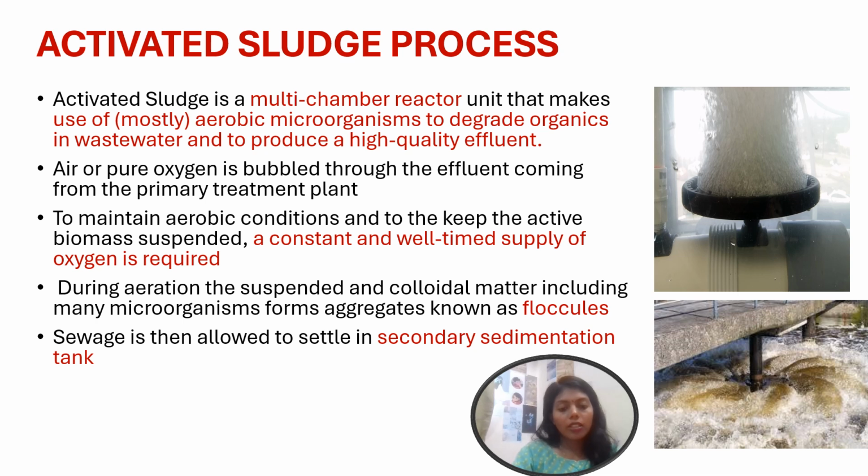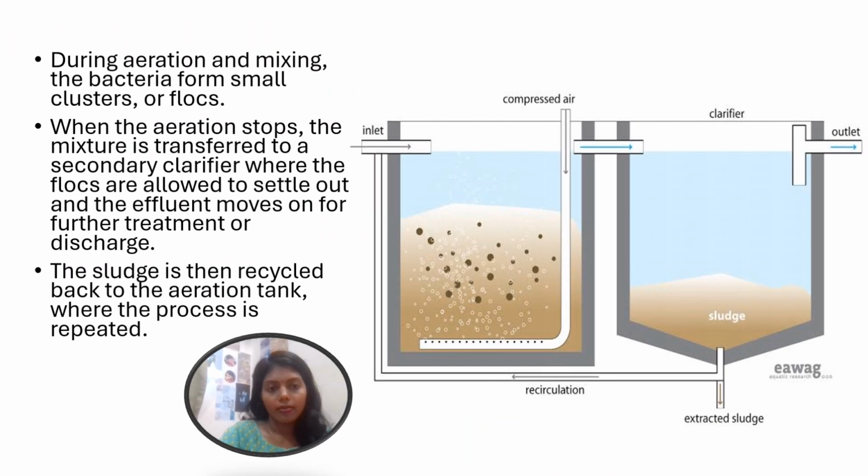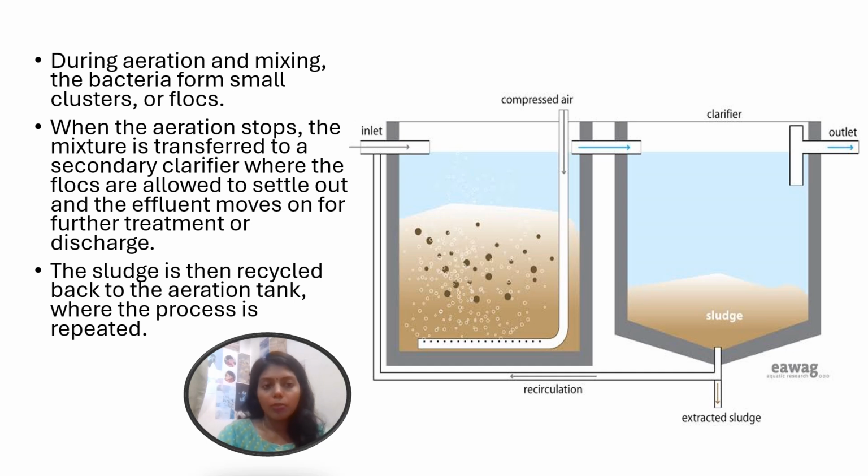During aeration, the suspended and colloidal matter, including microbes, will form aggregates called flocs, and then the sewage is allowed to settle down in the secondary sedimentation tank. As I said, during aeration and mixing, the bacteria form small clusters or flocs. When the aeration stops, the mixture is transferred to the secondary clarifier where the flocs are allowed to settle down and the effluent moves for further treatment or discharge. The sludge is then recycled back to the aeration tank where the process is repeated again.